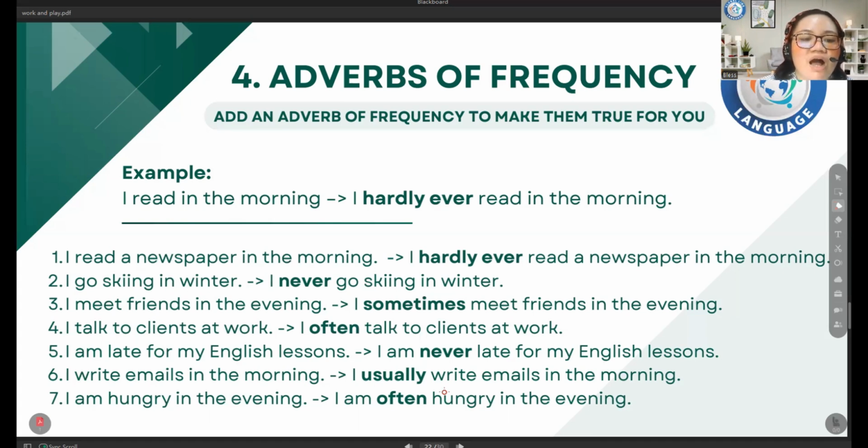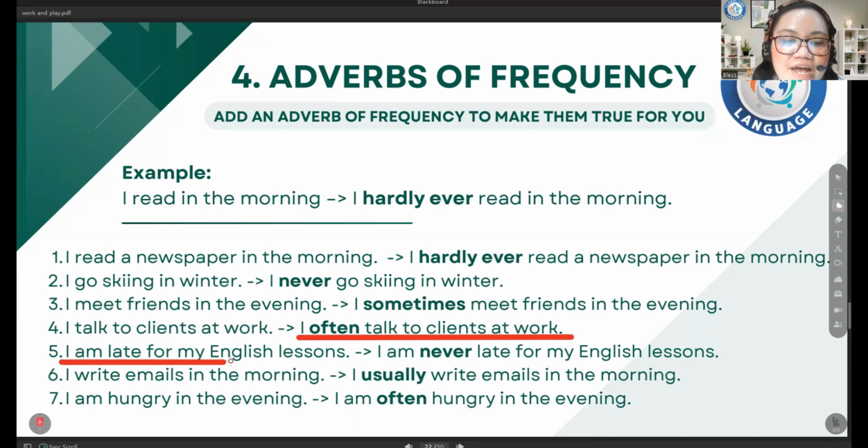Number four, I talk to clients at work. I often talk to clients at work. And to guide you again, number five, I am late for my English lessons. I am never late for my English lessons.